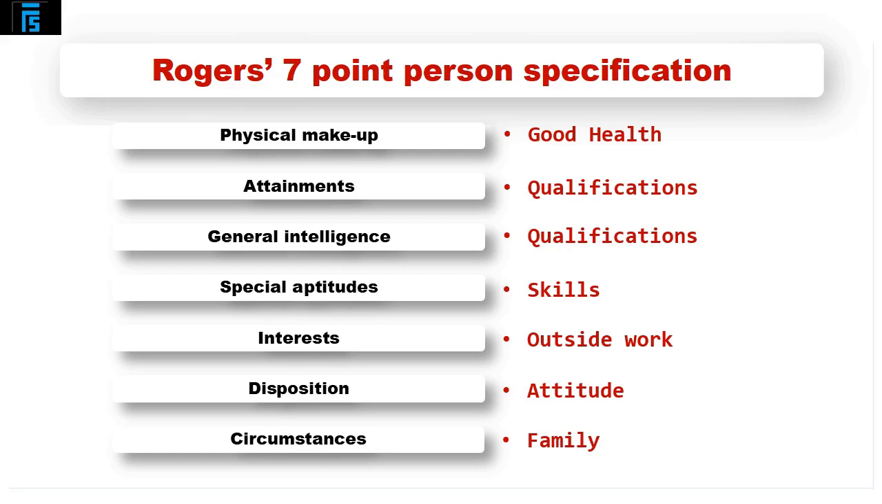Now, there are 7 different things there. Rogers does not say that they are all important all of the time. What you would have to do if you were a manager is to think which of those would be the most important. So for a lecturer, probably things like the attainments, the disposition and the health, the physical makeup, would probably be amongst the most important ones. For another kind of situation, something different might be important.